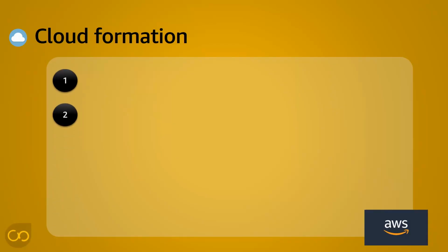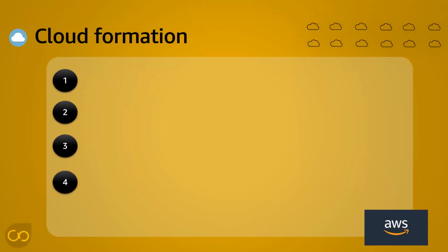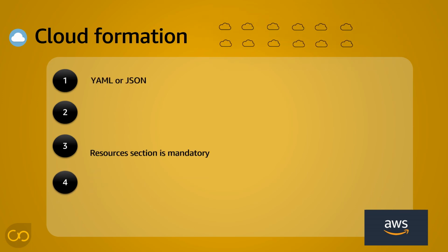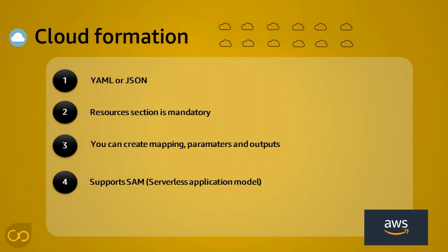CloudFormation is a native AWS infrastructure as code. It's offered in YAML or JSON, and the resources section is mandatory for it. So basically resources must be defined. It's obvious. And you can create mappings for different regions. You can have different AMIs, and use them based on the region. You can have input parameters and also outputs. Really great for people who like serverless, it supports the serverless application model.